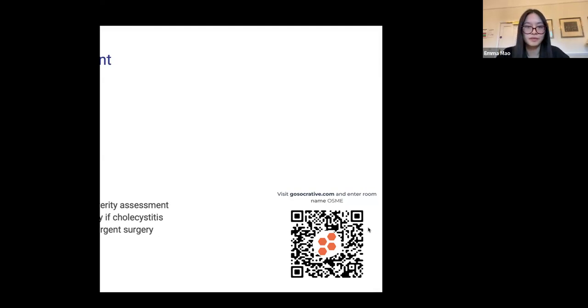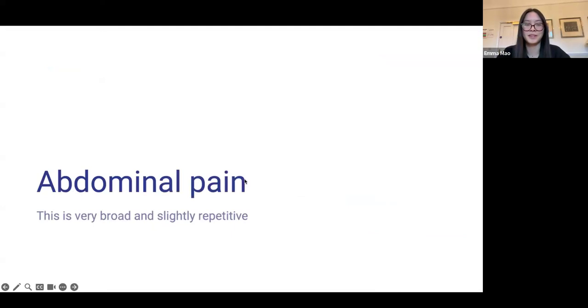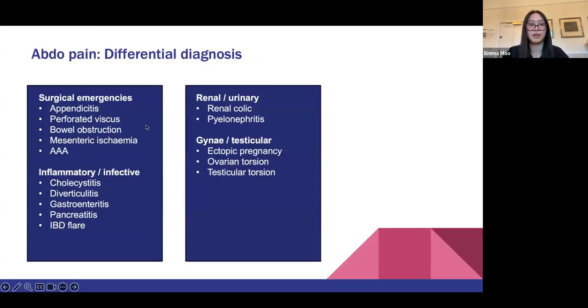Okay, next bit is abdominal pain. Sorry, this is very repetitive, but soon you'll have all the presentations and they'll all overlap. So surgical emergencies include appendicitis, perforated bowel, bowel obstruction, mesenteric ischemia, and ruptured abdominal aorta aneurysm. And then inflammatory could be cholecystitis, diverticulitis, gastroenteritis, pancreatitis, or an IBD flare.